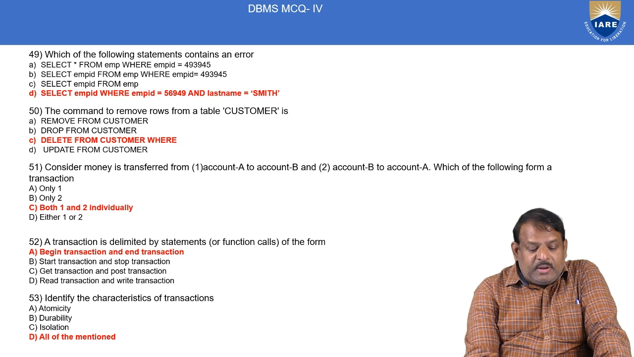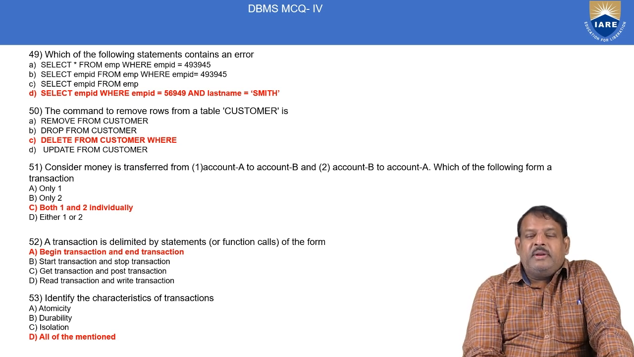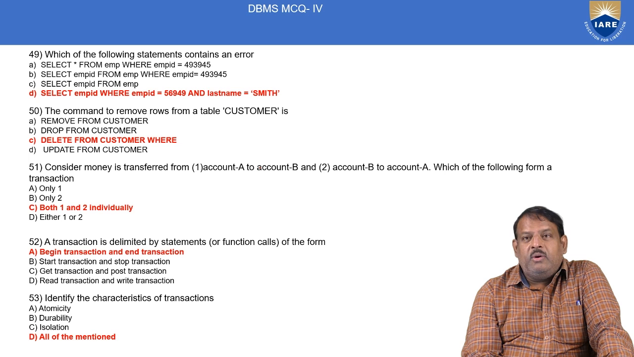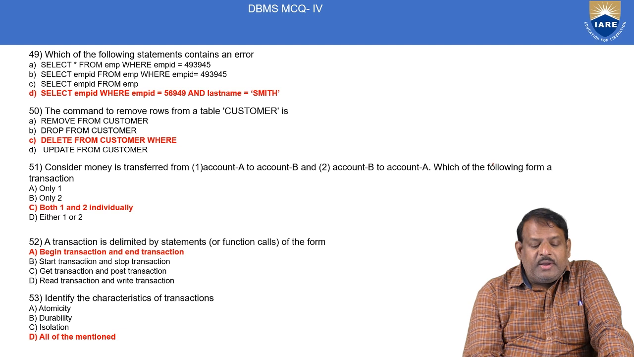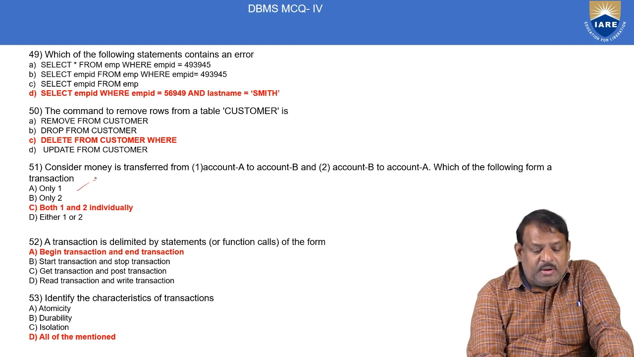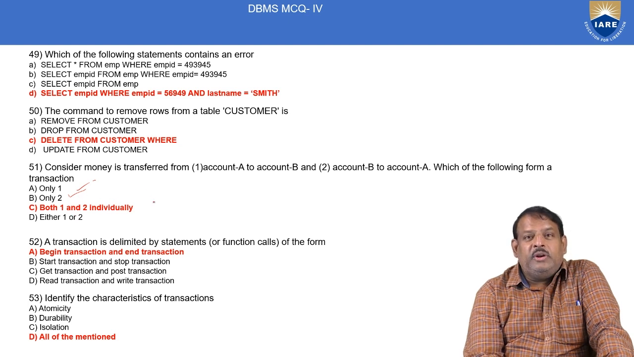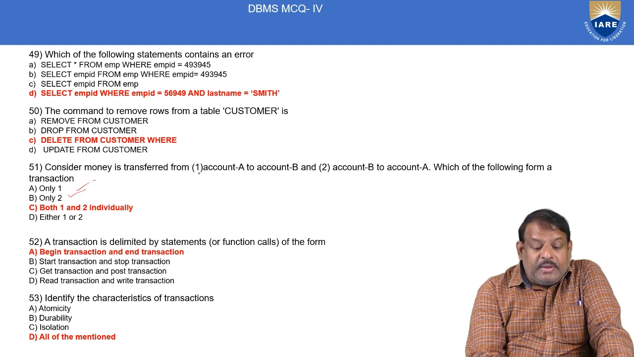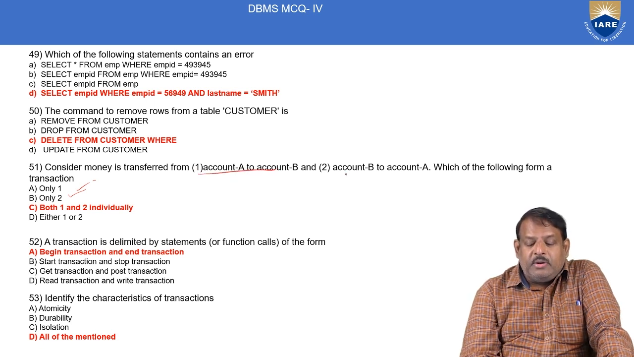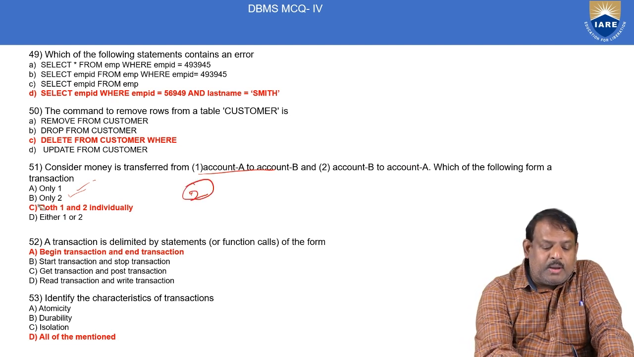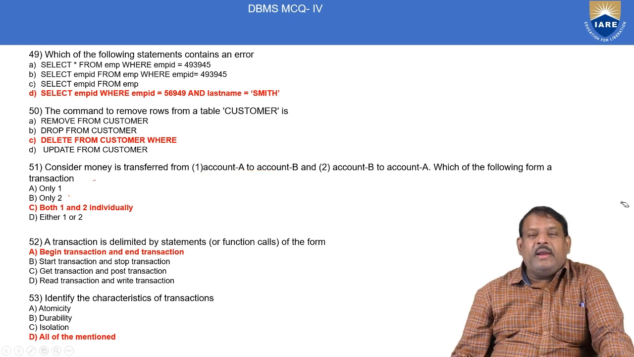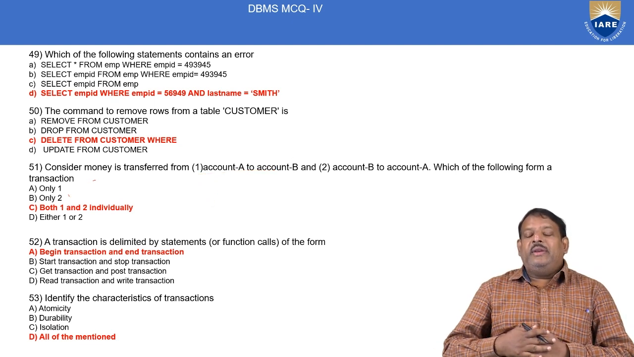Here the money is being transferred from one account to another, and then the second transfer is done. Which of the following is a transaction? Only one, only two, both one and two individually, or either one of the two? There are two transactions here: account A to account B is the first, and account B to A is the second. Both of them are transactions. So the right answer would be both 1 and 2 individually.